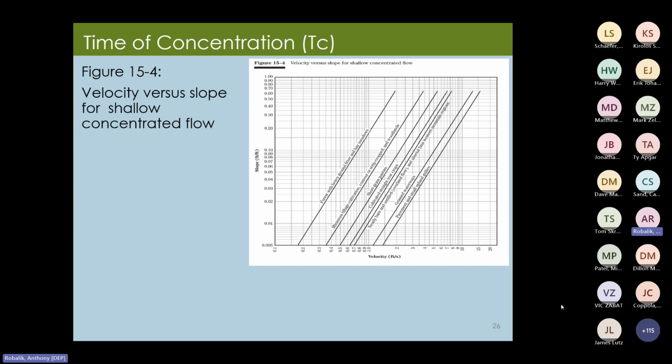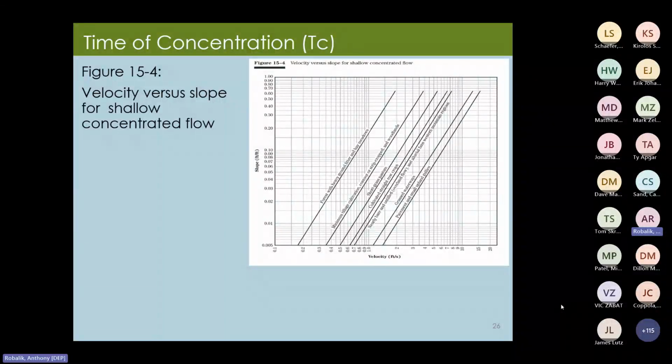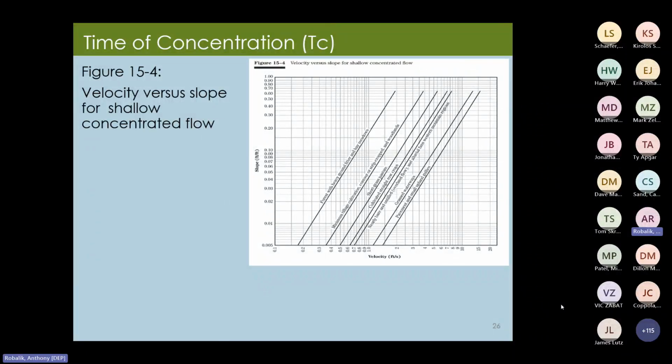So the value for the flow velocity can be determined from figure 15-4 of part 630 in the NEH. The velocities plotted are average values and are a function of watercourse slope and the cover condition of the channel. So this source was derived from solving Manning's equation for a wider variety of different land covers. The y-axis here is our slope in feet per feet, and the x-axis is the average velocity in feet per second. So you would draw a horizontal line from your slope on the y-axis over to the condition line, and then draw a vertical line down to the x-axis to find where your value for velocity is.